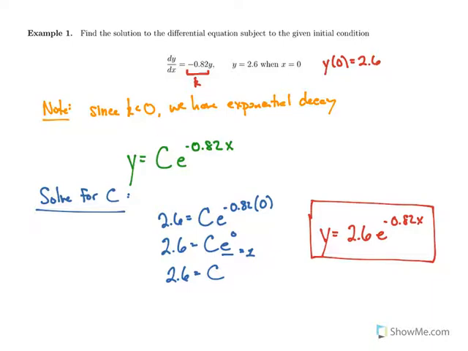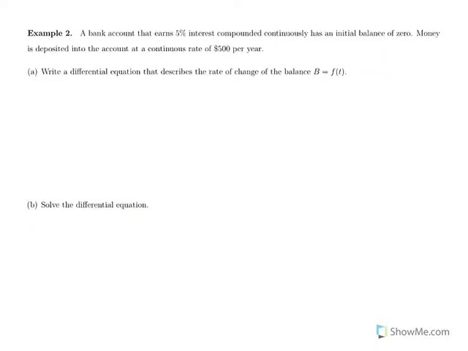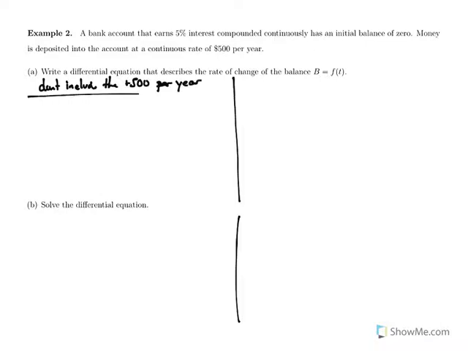All right, now let's look at some application problems. The first one is a bank account that earns 5% interest compounded continuously and has an initial balance of 0. Money is deposited into the account at a continuous rate of $500 per year. I'm going to break this up into two separate problems. Our first problem is when we don't include the $500 per year, and then we're going to include that and see what happens.